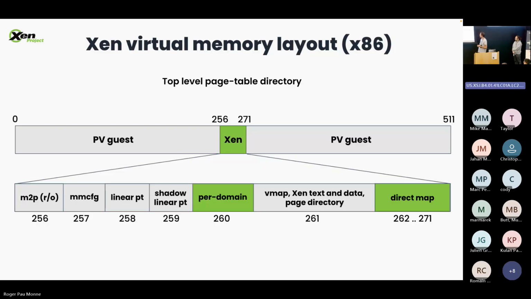The next slot contains some space for vmap, which are permanent mappings, the Xen text, the Xen data, and also the page info frame table, which contains the entries of the page info struct. And finally, the last slots are used by the direct map. That's the thing that I mentioned before, which is a permanent mapping of all the host memory. In green, I've marked the slots which are relevant for ASI, and we'll now see why they are relevant for us.